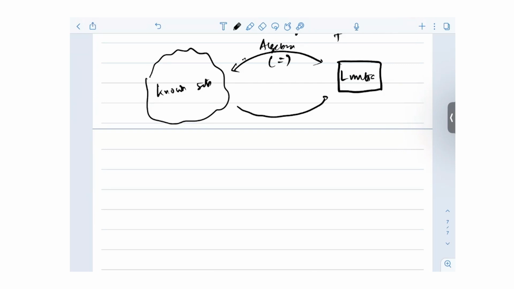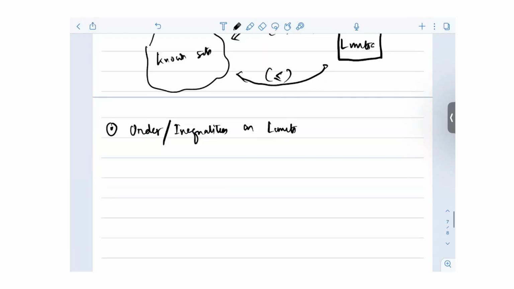So there is the method of inequality. Here it was all equality: if this is equal to this and this plus this is equal to this. But there is also a method of inequality, and that's called the algebra of inequalities, or order properties on limits. This is very powerful because you're using inequality to show limits. This is very interesting.